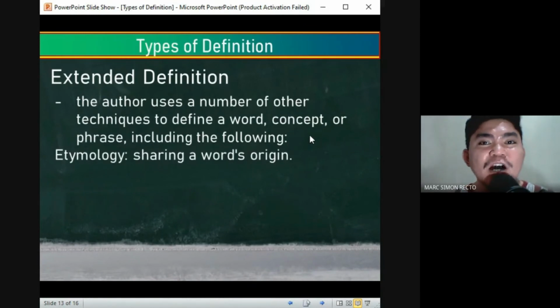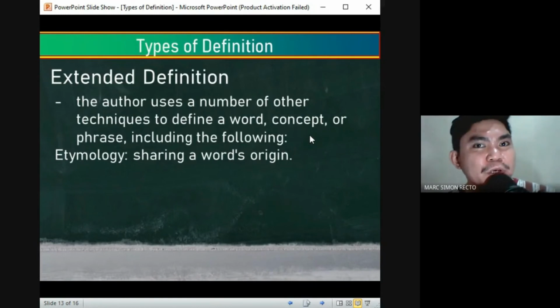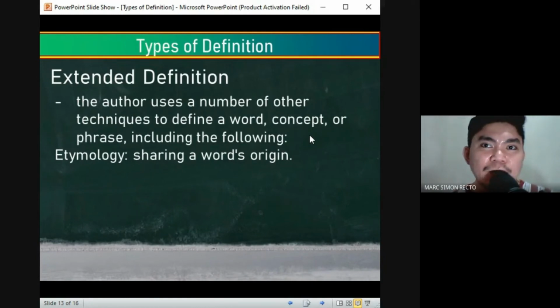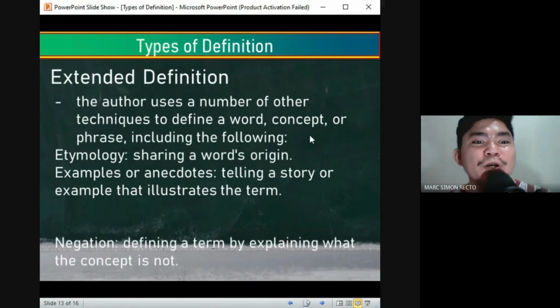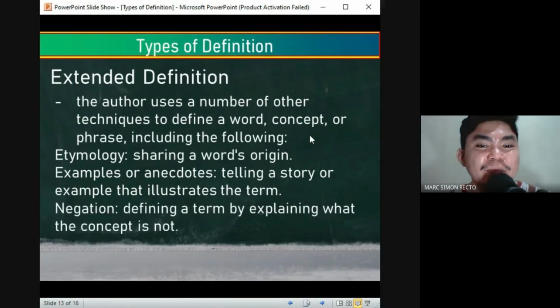etymology, or sharing a word's origin: where did it come from, who coined this word, who started using this word, in what particular field was this word used before; then examples or anecdotes, telling a story or example that illustrates the term; or negation, defining a term by explaining what the concept is or is not. These are just some of the characteristics that an extended definition may contain along the way.